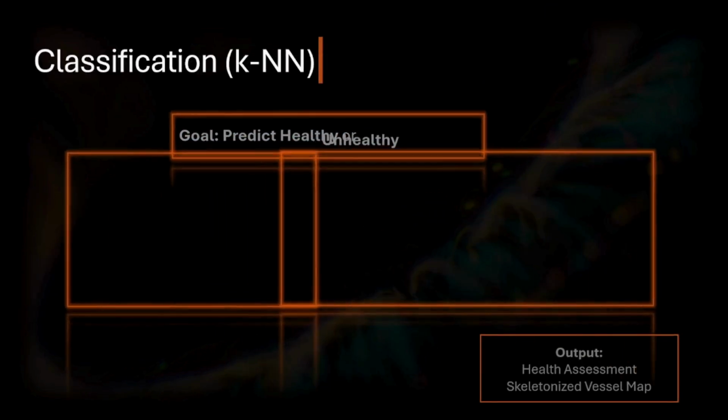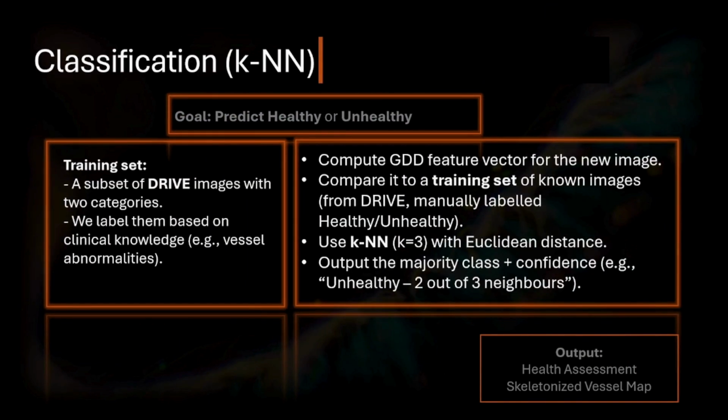For classification, we use the k-nearest neighbors algorithm to predict whether a retinal image is healthy or diseased based on its vessel structure. The idea is simple. Instead of training a complex model, we compare a new image to previously labeled images and see which ones it is most similar to.